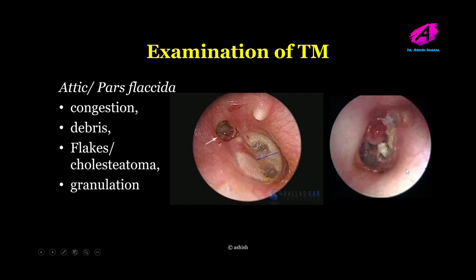Other examination in the pars flaccida or attic is, you have to look for any congestion in the pars flaccida, debris, flakes or cholesteatoma in the pars flaccida, perforation in the flaccida, or presence of granulation in the attic region.